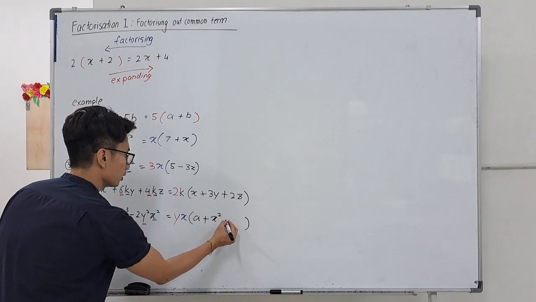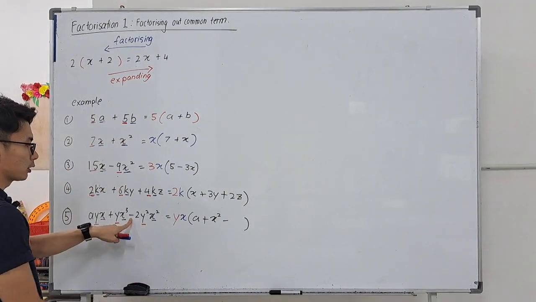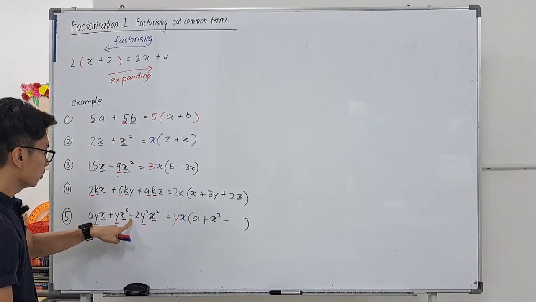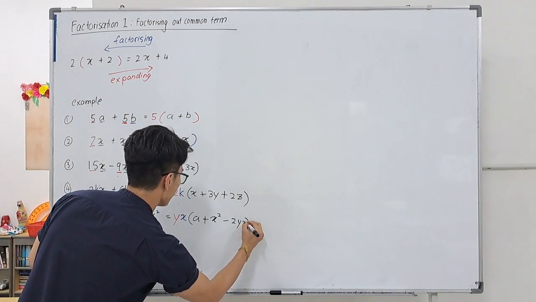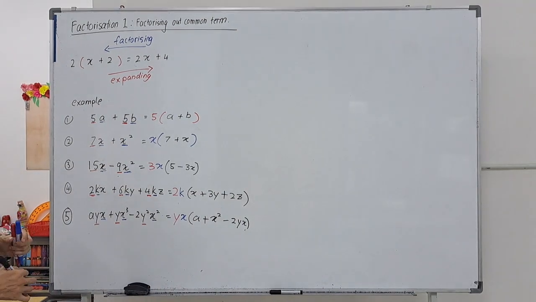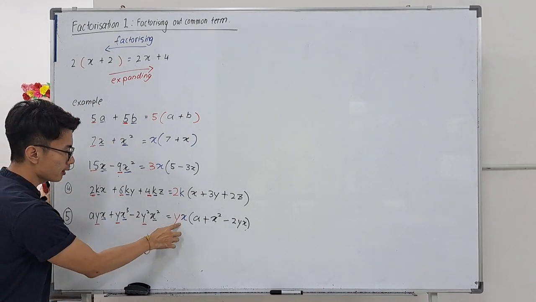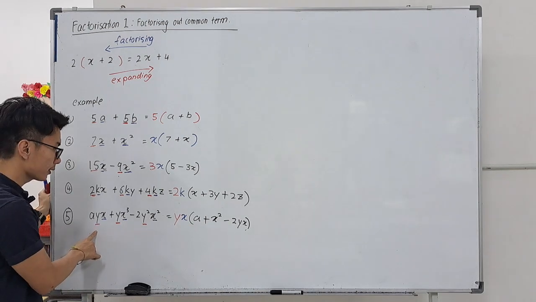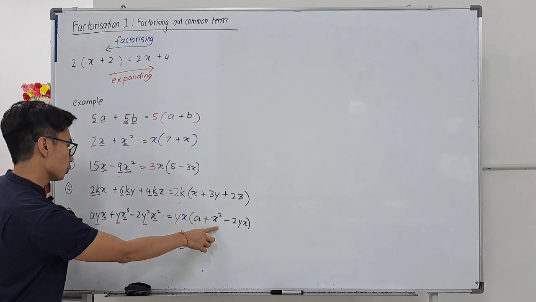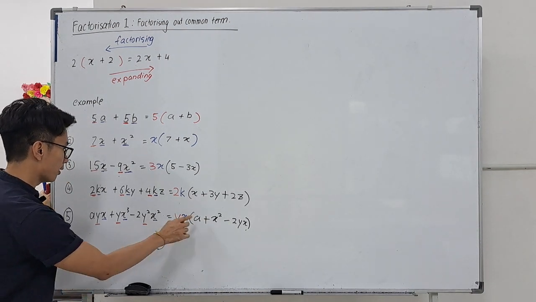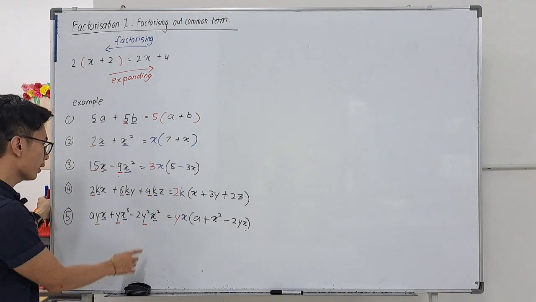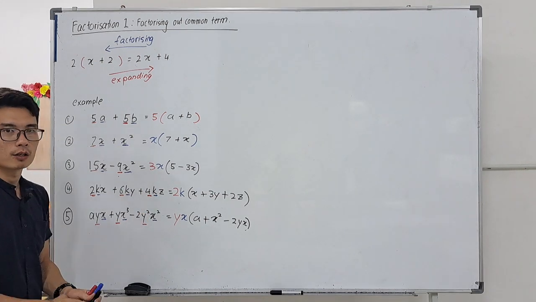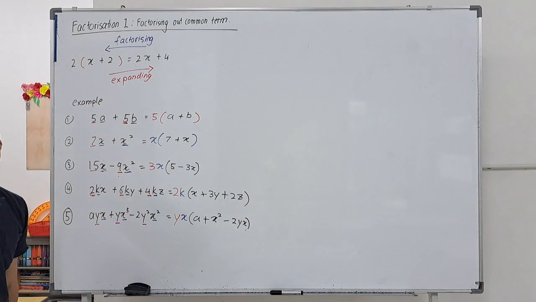And then minus, so I have extracted this out. What remains here? So the remainder will be 2yx. Okay, and I'm done. Once again, you can just expand this. This time this, I should get ayx. This time this, I should get yx cubed. And this time this, I should get negative 2y squared x squared, which is exactly correct. Okay, so this is the first type of factorization, which is factorizing out a common term.